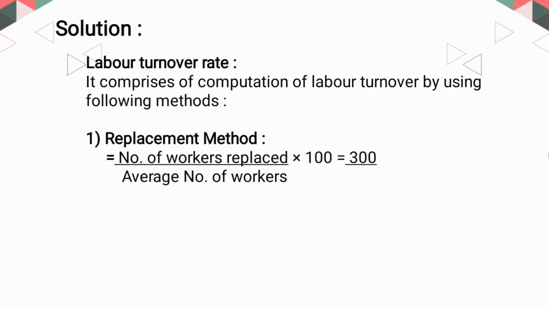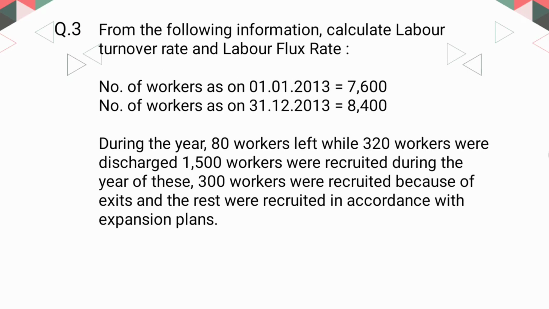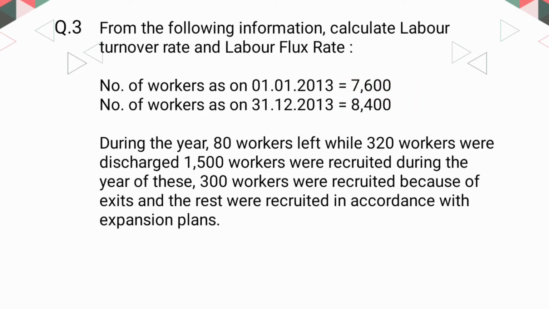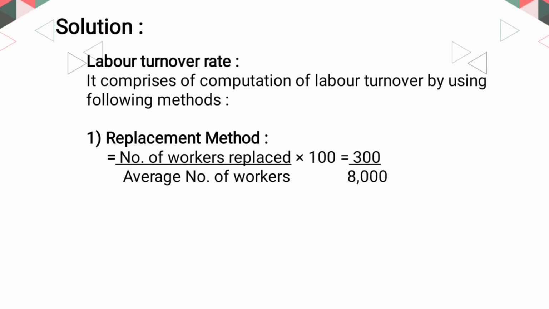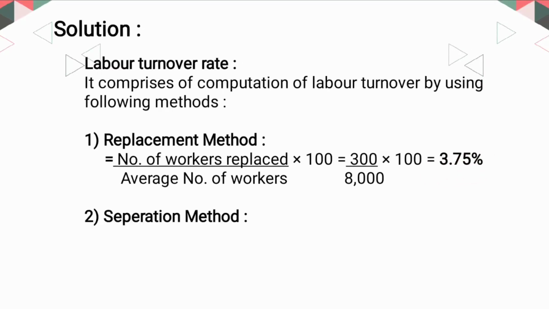So we'll record 300 divided by average number of workers, which will be 7,600 plus 8,400 divided by 2, which will be equal to 8,000 into 100, which will be equal to 3.75%.